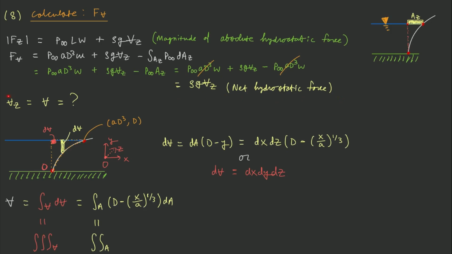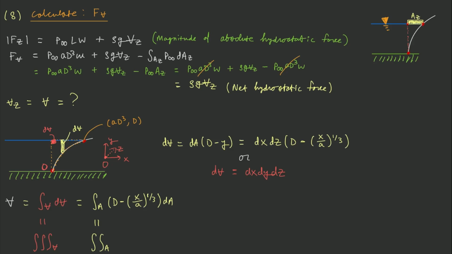Now the question is, what is Vz, or what we're going to call V here? Vz equals V. What is V? How do we get this, the volume of this fluid right here? Well, to do that, we need to use calculus. So there are two ways to calculate this volume. You can do it with a three-dimensional volume integral, or you can do it with a two-dimensional area integral. When you do it with a three-dimensional volume integral, you use this differential volume dV, dV equals dx dy dz, and you integrate it over the bounds x, y, and z.